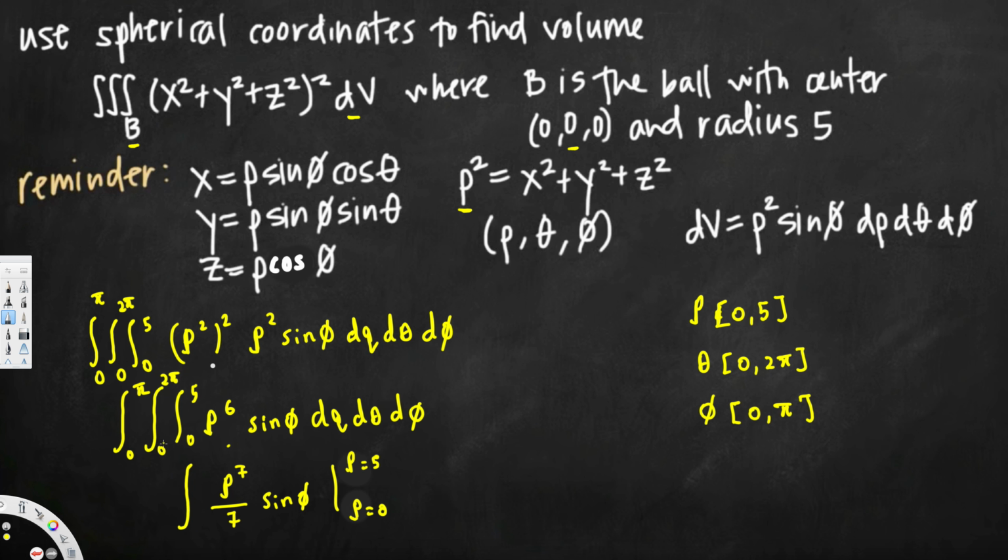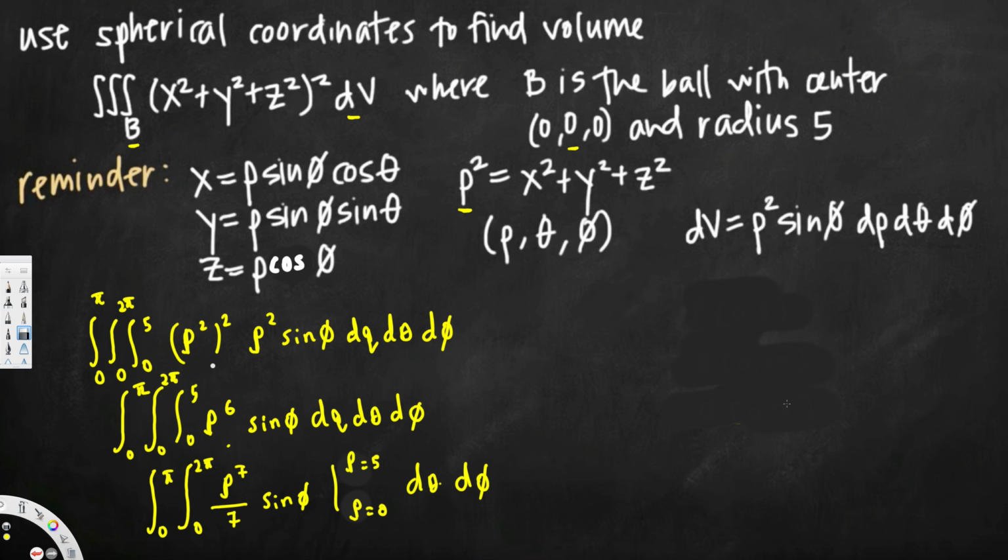Now the next thing we are going to replace the outer integrals. That's going to be 0 to 2 phi, and here we are going to have d theta, and here this is 0 to phi, and here we're going to have d phi. Now if you look at this one, if we place 5, that's going to be 5 to the power 7 divided by 7 sine phi, but if we place 0, the whole thing is going to turn into 0, so we only have to place the upper limit.